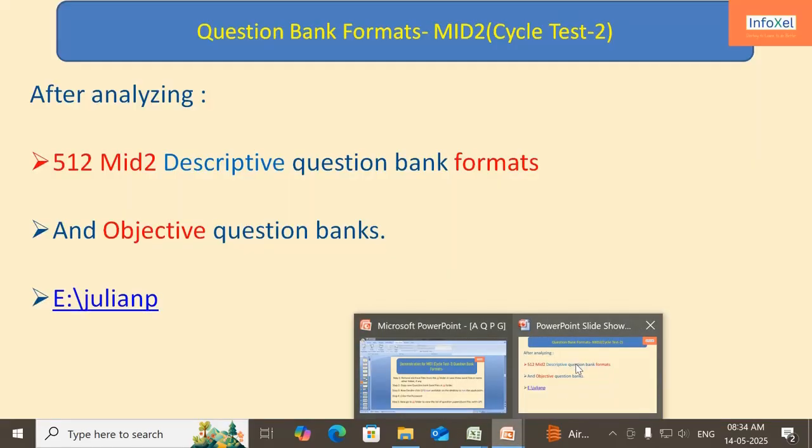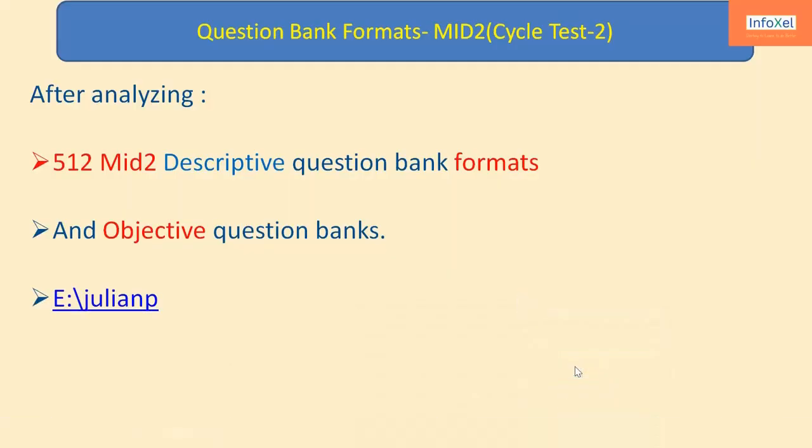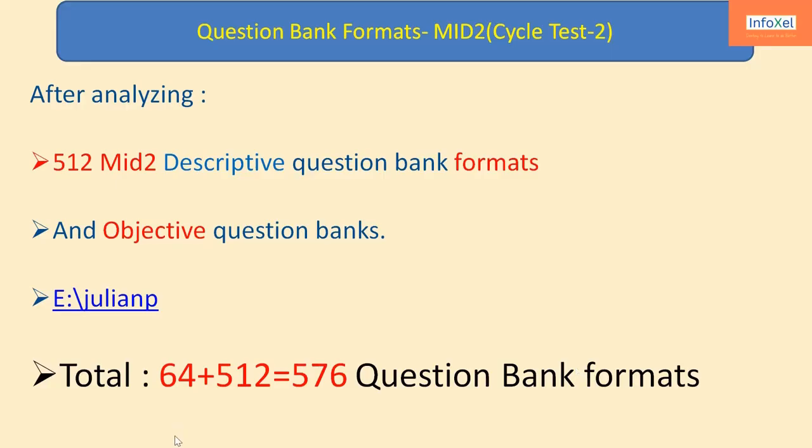In this, next you can see the total formats. These are 64 mid 1 question bank formats. These are 512. So in total, 576 question bank formats for mid 2. This is for mid 2.